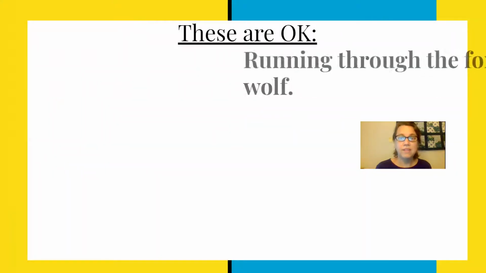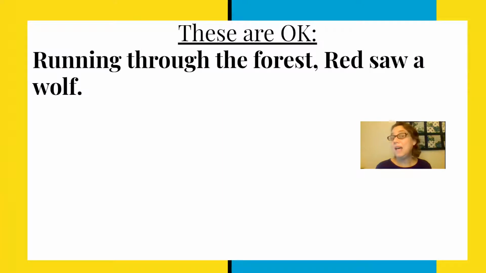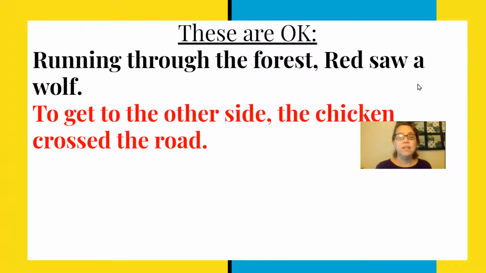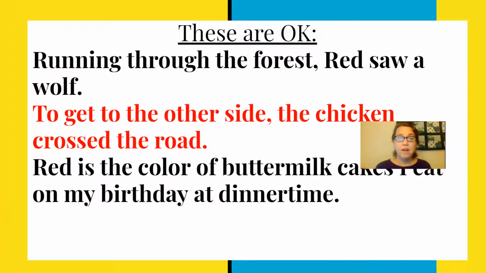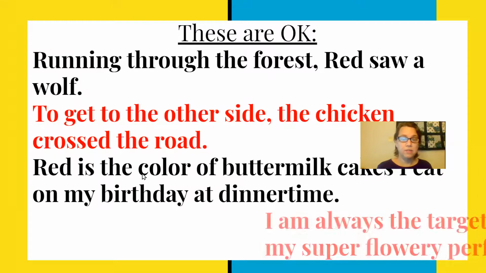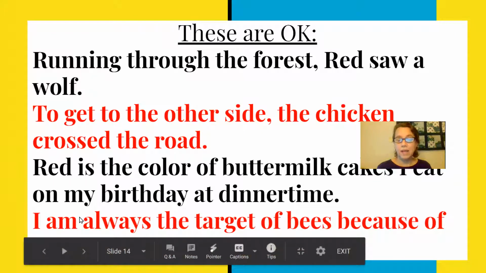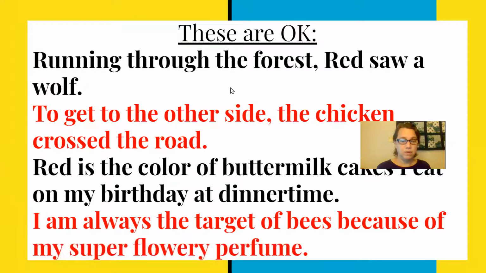These are okay. I fixed them. Running through the forest, comma, Red saw a wolf. Now we have a noun and a verb. To get to the other side, the chicken crossed the road. Now we have a noun and a verb. Here, I added a lot of words, including a verb. Lots of verbs. And finally, what was missing from this one was just the word am. Next time I won't put it so far down.